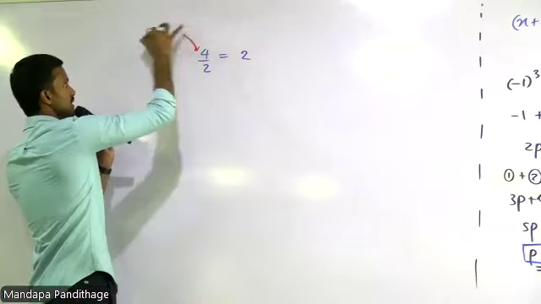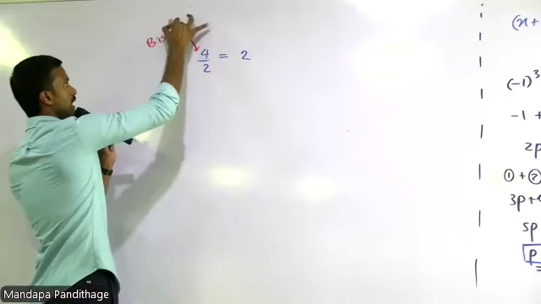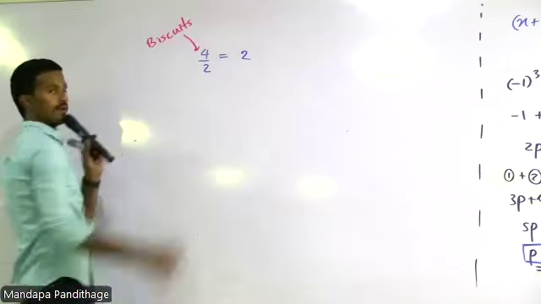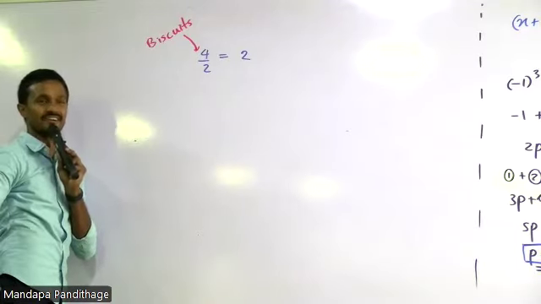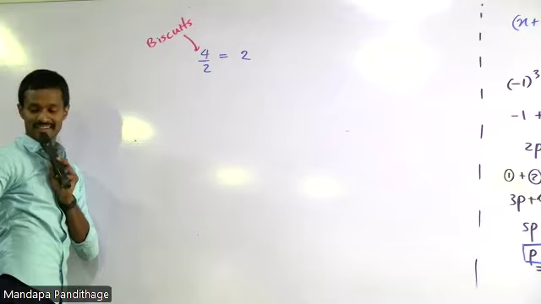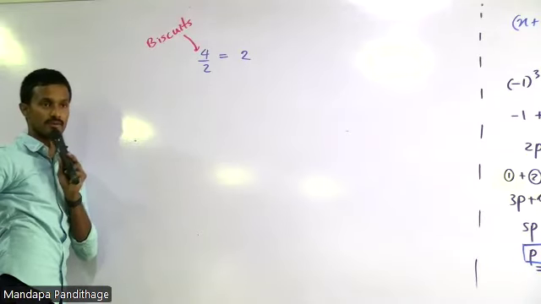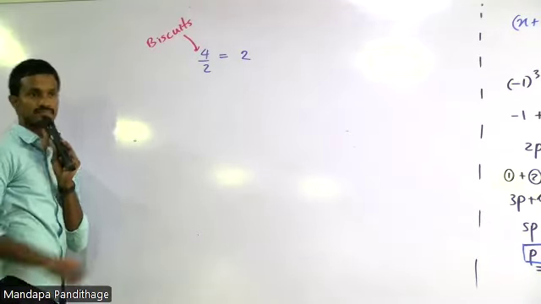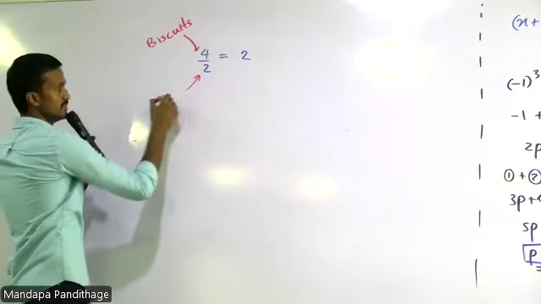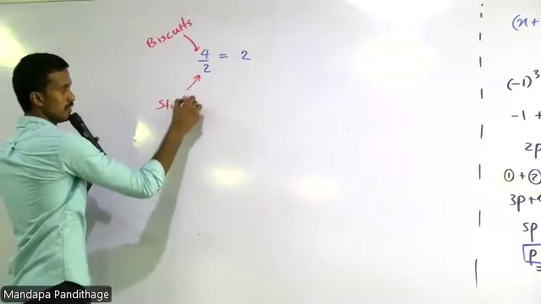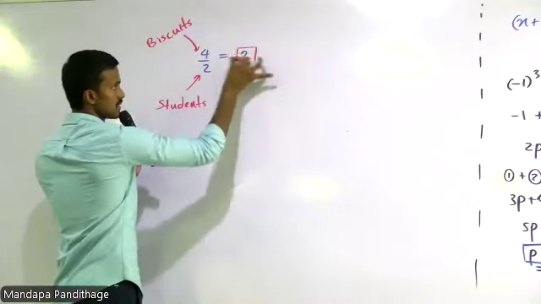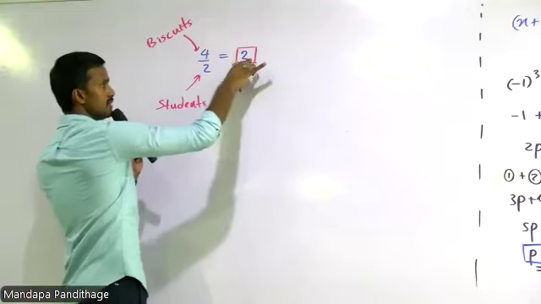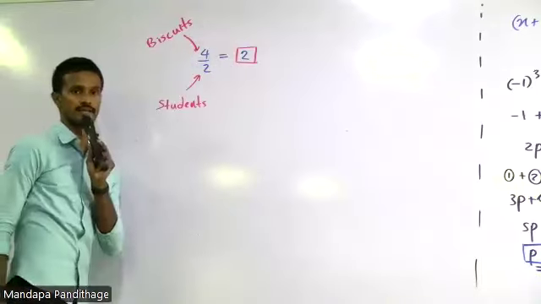I have biscuits. And this is the number of biscuits I got. Number of biscuits I got. And there is a queue of students. Biscuit ganna balagena. So number of students. So I equally divide the biscuits among the students. And this is the number of biscuits that one student get.